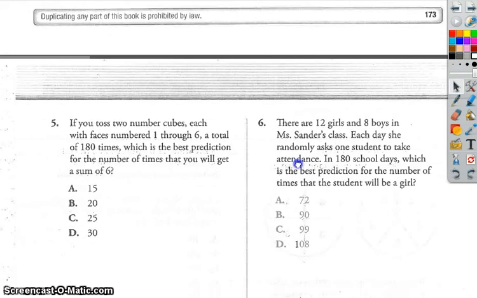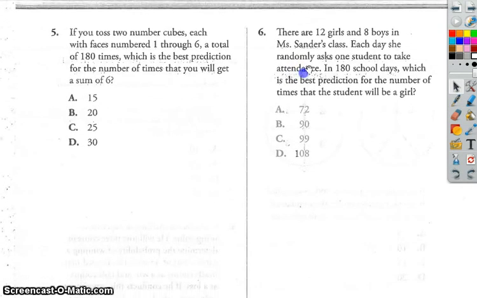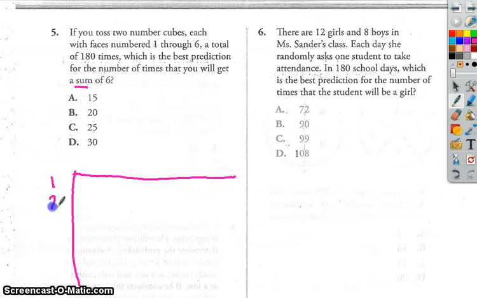Number 5, if you toss 2 number cubes each with faces numbered 1 through 6, a total of 180 times, which is the best prediction for the number of times that you will get a sum of 6. I hope you see that keyword, sum of 6. So what I did here is I made myself a table, and we've got the first dice here and all its possibilities, and then the second dice this way with all its possibilities.